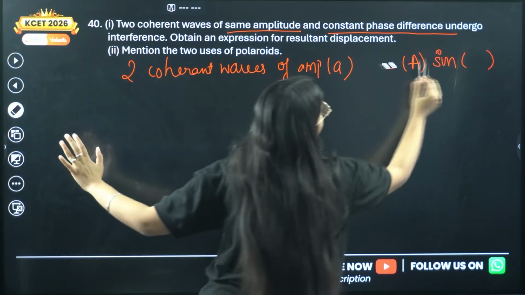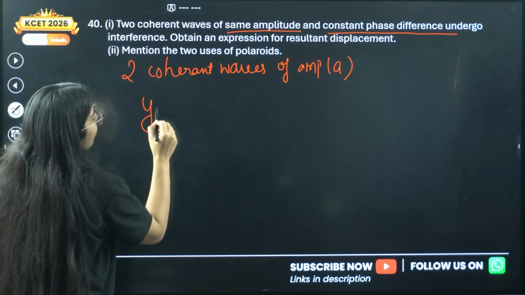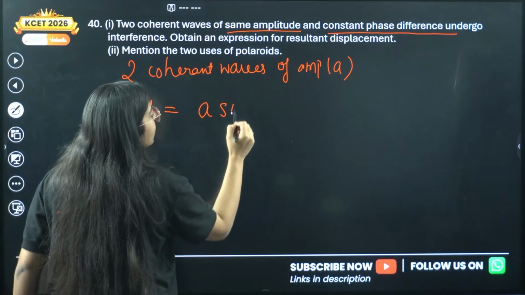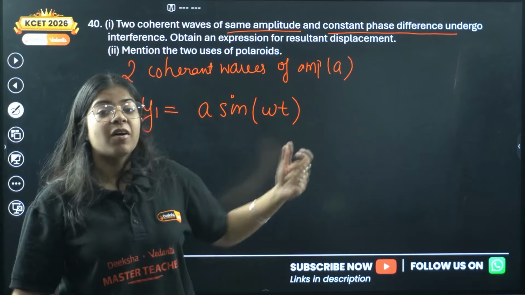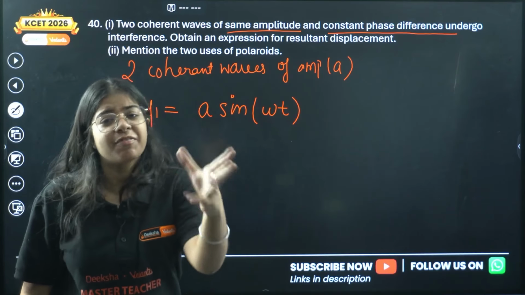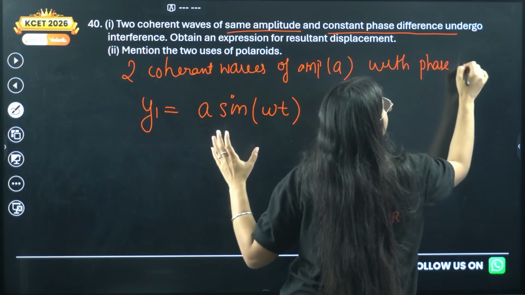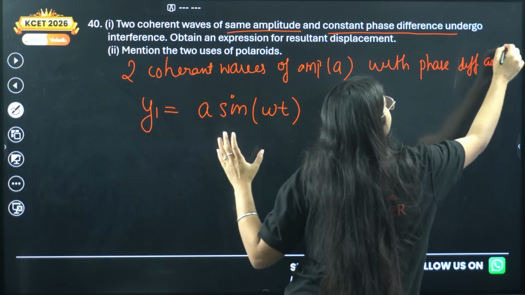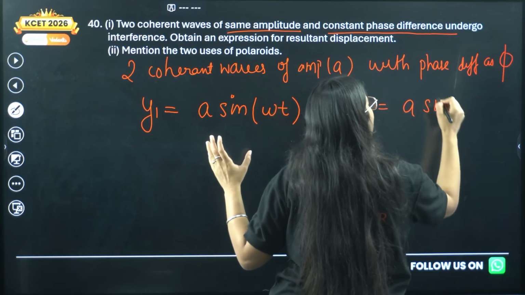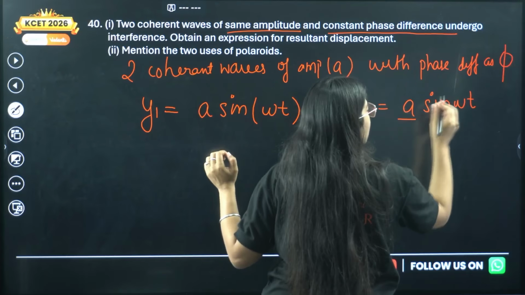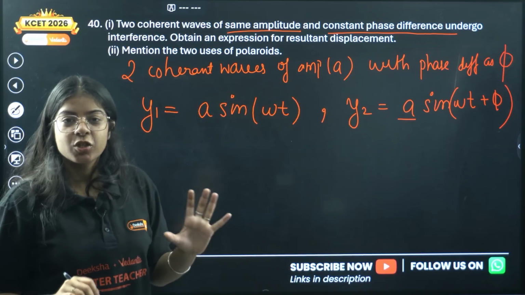This is my amplitude. Now if I have to write a displacement for each one of these, so let's say y1 will be A sine omega t, where A is the amplitude. Correct? Now the second and the first have a phase difference of, let's say, phi. Correct? So the displacement of the second will be A sine omega t plus phi, since the amplitude is the same but it has a phase difference of phi. Correct? Understood this till here?